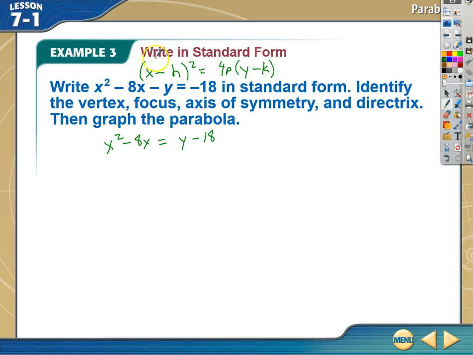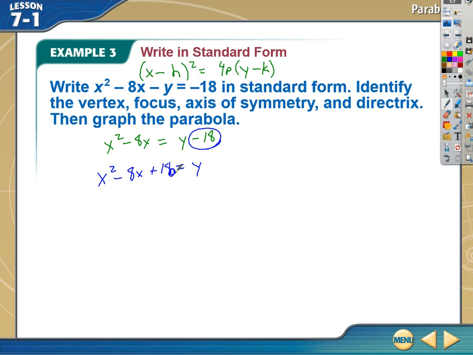Notice this whole thing is squared. Not just x squared like this one, but the whole thing is squared, which means I need to make up a difference squared. So what does that mean for me? Well, I'm going to try and do some math magic. The way that works is I'm going to bring this over. So I have x squared minus an 8x plus an 18 is equal to y.